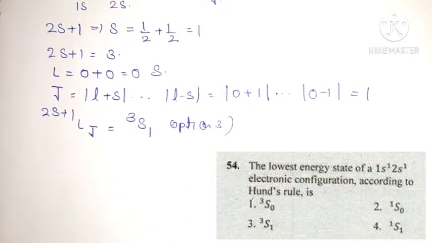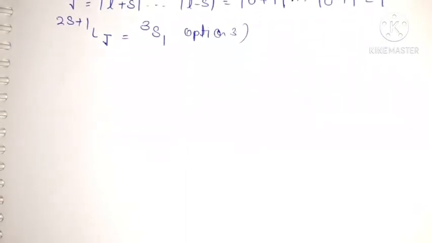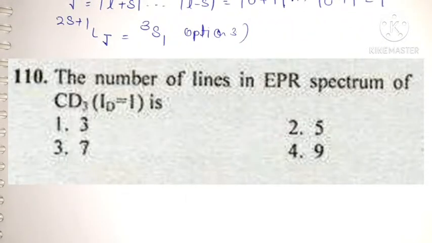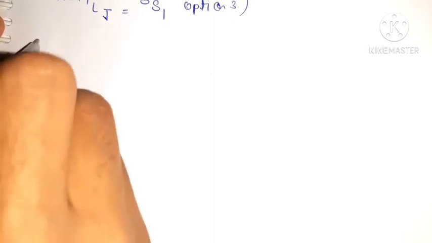Okay, now we move towards our next question, and it says the number of lines in the EPR spectrum of CD3 is, and we have 4 options: 3, 5, 7, 9. Okay friends, so we have a molecule CD3, and we must find the number of EPR spectrum lines. This question is coming for 4 marks. So let's do the solution of this question.